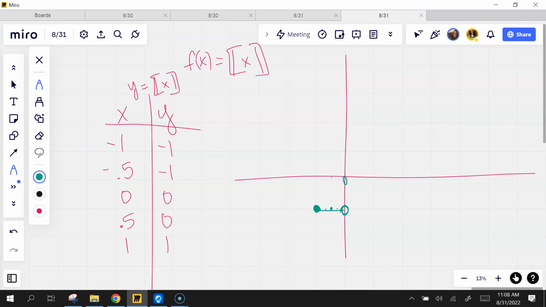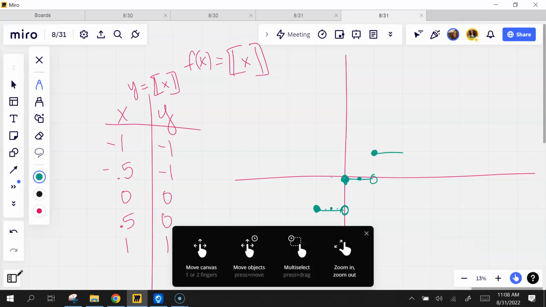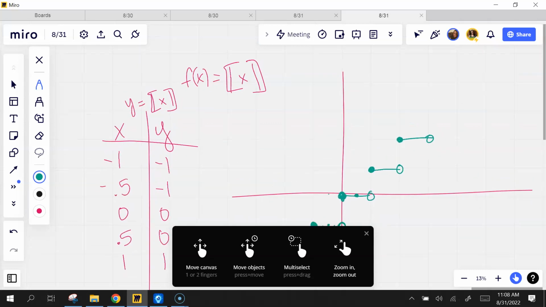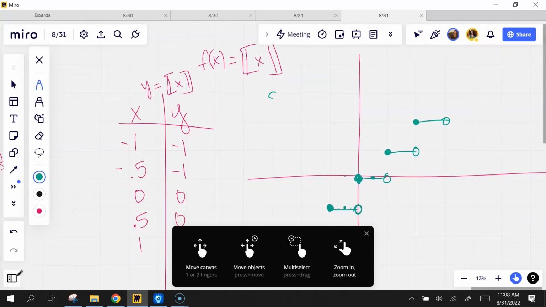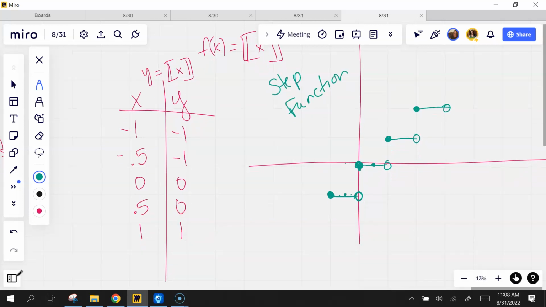At 0, it jumps up to 0, right? And then at 1/2, it's still 0. And in fact, all the way until I get to 1, that's when it jumps up and becomes 1. And so the pattern looks this way. Y'all remember these? Sometimes we call them a step function because they literally look like steps as you go.